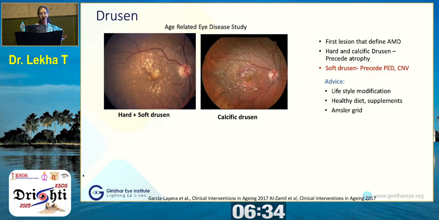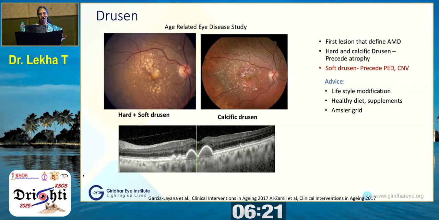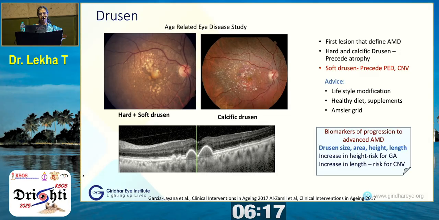In these patients, when you see such findings, we should give them appropriate advice in terms of lifestyle modification, avoiding smoking, use of antioxidant supplements either naturally through their food or otherwise, and monitoring their vision with Amsler grid. And with the help of OCT, we can evaluate these drusen in more detail. And this is important because the various biomarkers for progression to advanced AMD are the drusen size, area, height, and length. If there is increase in the height, it is more risk for GA, geographic atrophy, whereas increase in the length is a risk for CNV.